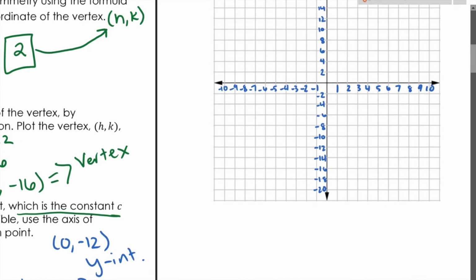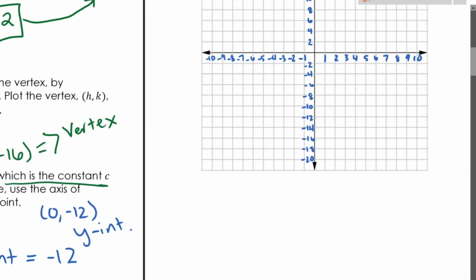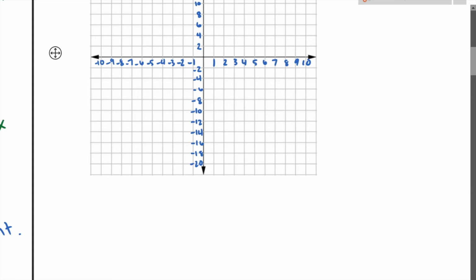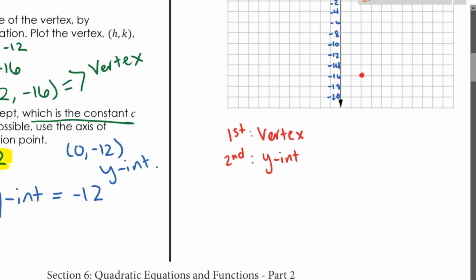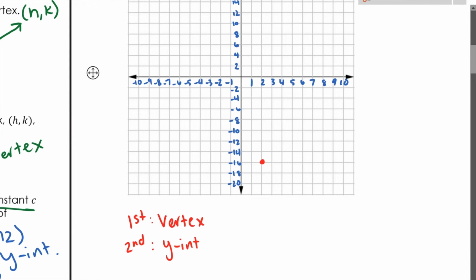Now let's plot these points. The first point I'm going to plot is my vertex. That vertex is (2, -16), so 2 on the x and negative 16 on the y. And that point is about right here. Second, we're going to do our y-intercept. That y-intercept we put as (0, -12). So 0 is in the center, negative 12 is right here. So second is the y-intercept, we're done there.